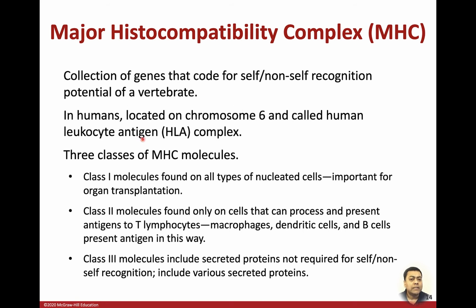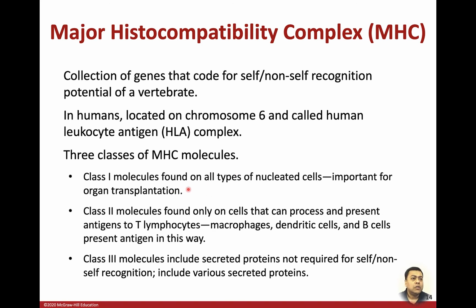In humans, these are located on chromosome 6, called the human leukocyte antigen complex, or HLA, which gives rise to these MHCs. And of these MHC classes, the MHC class 1 molecules, which we are going to see, are found in all types of nucleated cells. All types of nucleated cells. They're important for organ transplantation.